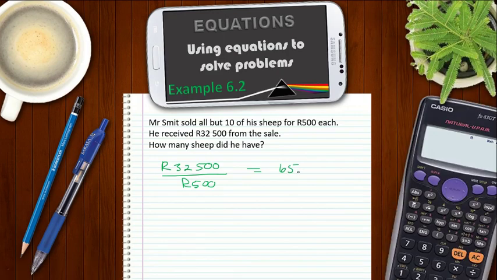Okay, so now if he sold everything except for 10, that means he had 65 plus 10 in the beginning. So that was 75, because he sold 65, 10 he didn't sell, and so he originally started with 75 sheep.